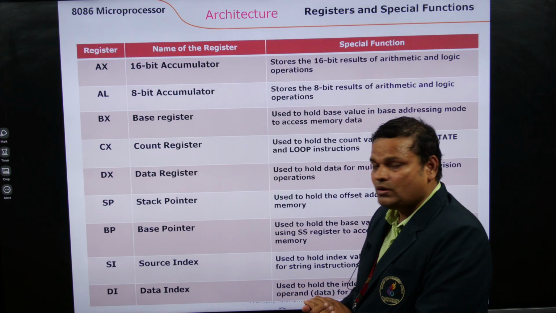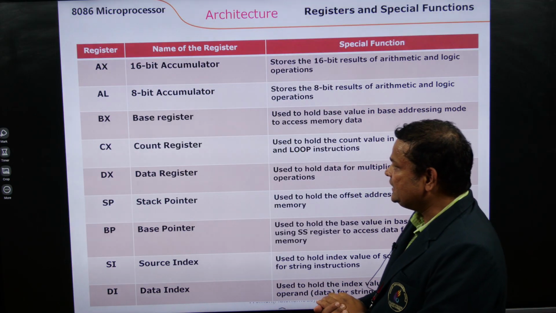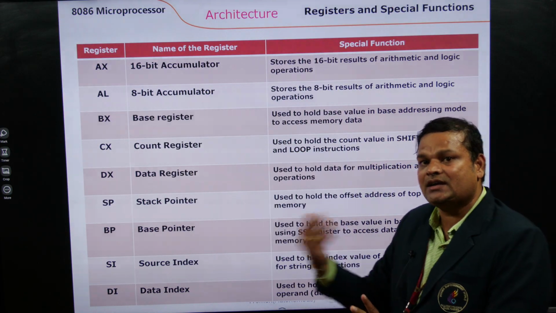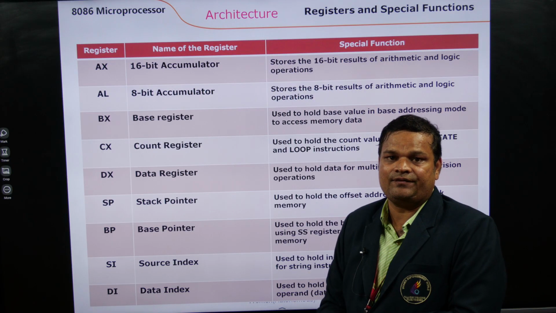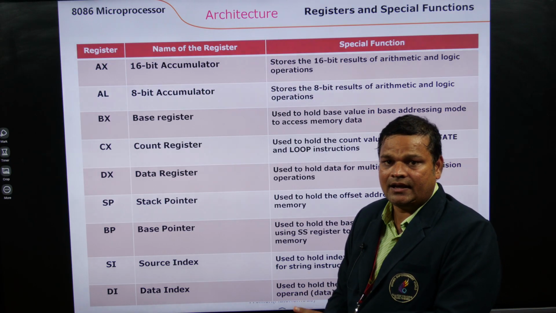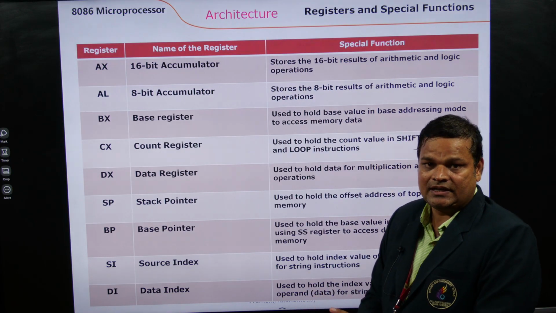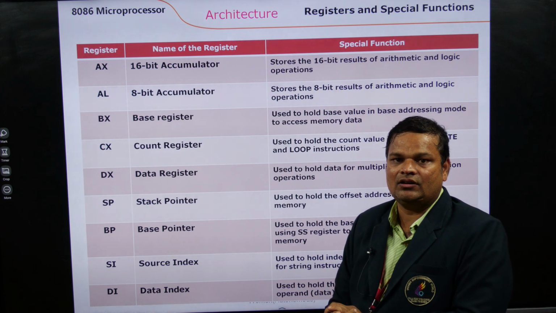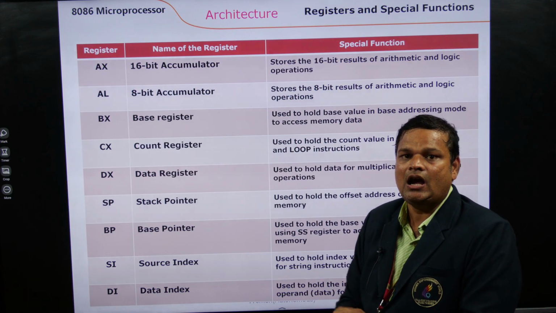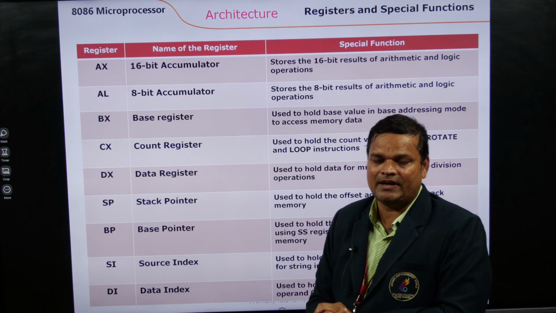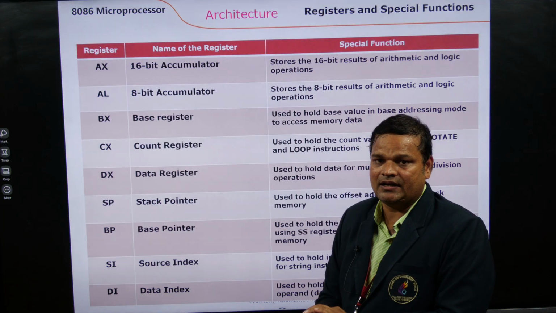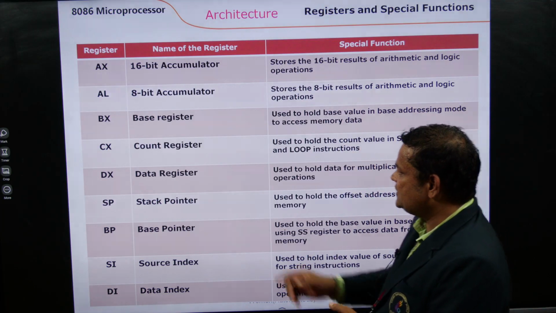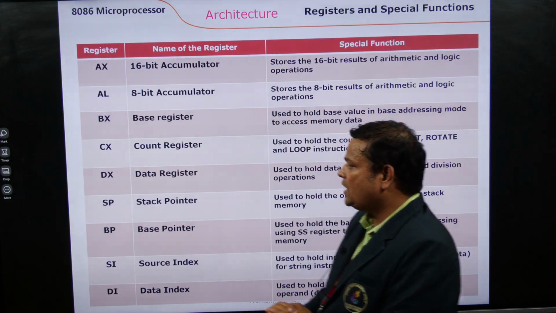Next comes the count register. One beautiful thing about the 8086 processor, when compared to earlier processors like 4004 or 8085, is that here we can directly use the count register. We have the loop instruction, where we directly write the loop instruction without mentioning how many times that instruction has to be repeated. So to use the loop instruction, the count value has to be stored in the count register.